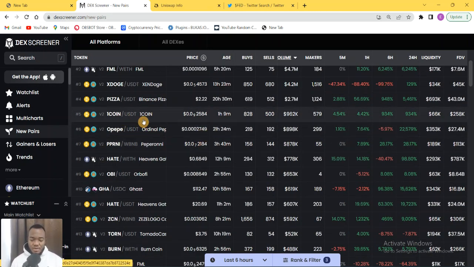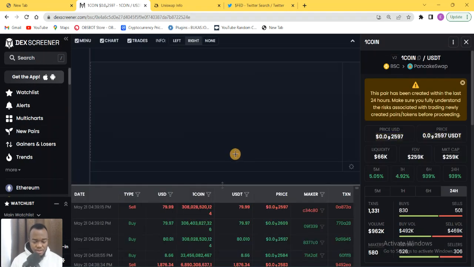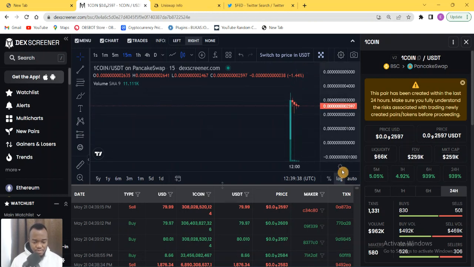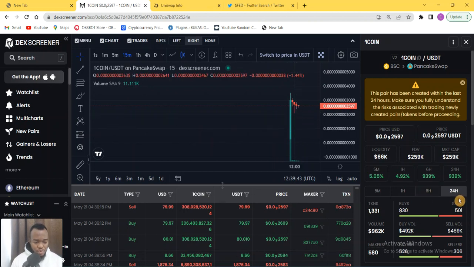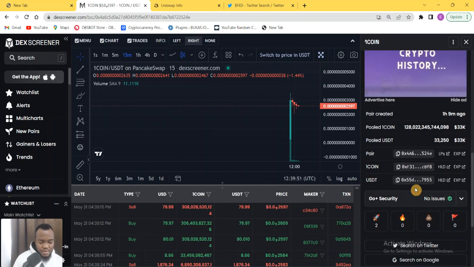You can see this one listed 1 hour ago. It's called iCoin. So now this is a coin named iCoin. See that the coin has pumped already. Now it's dumping. If I want to buy it now, I can say let me wait for the coin to drop more. Now it's at 257 market cap with 66 liquidity. People will still come and buy more.